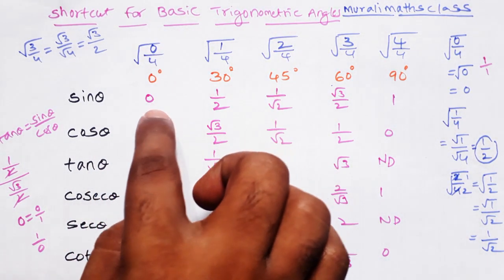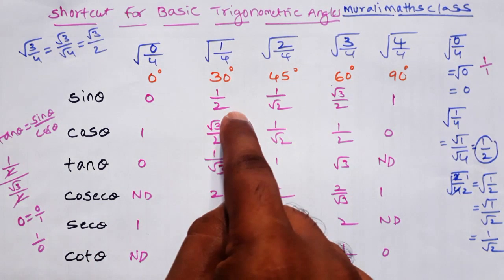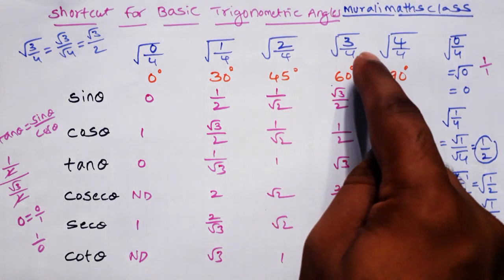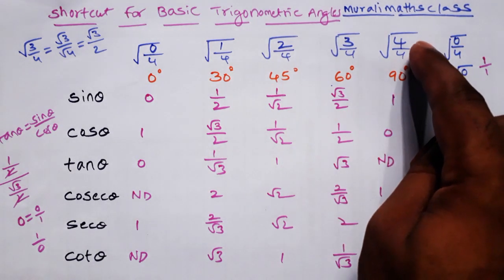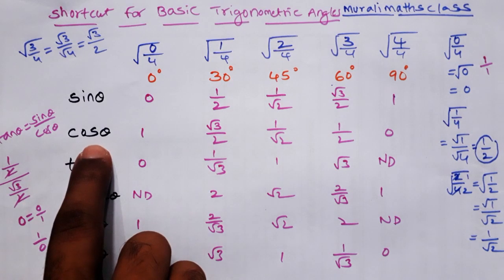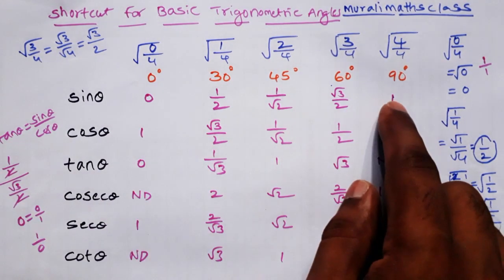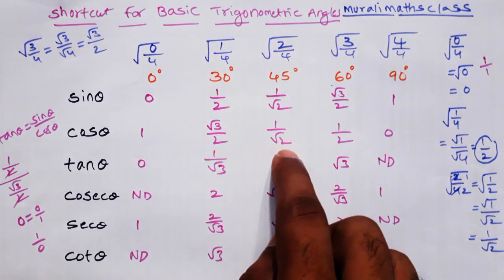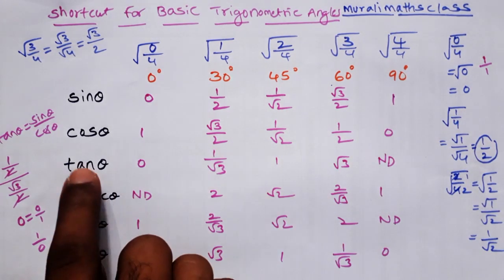0 by 4 value is 0. Square root of 1 by 4 value is 1 by 2. Square root of 2 by 4 value is 1 by root 2. Square root of 3 by 4 value is root 3 by 2. Square root of 4 by 4 is 1. Next, cos. How to write cos? This in reverse order we have to write. 1 right here, root 3 by 2 right here, 1 by root 2 right here, 1 by 2 here, 0 here. Completed.